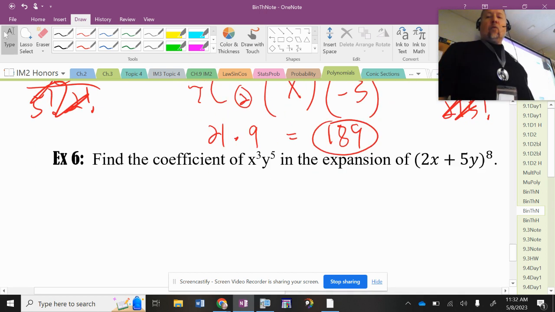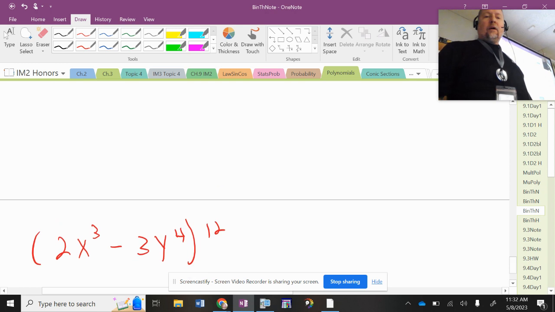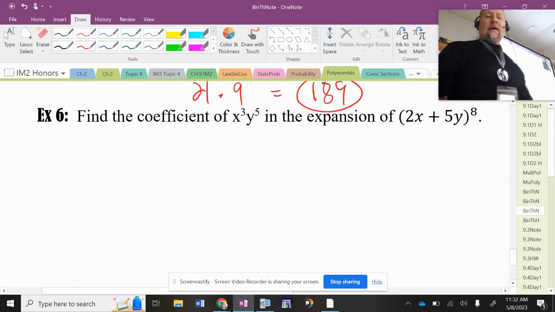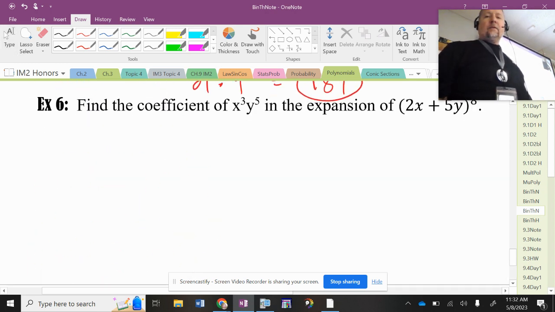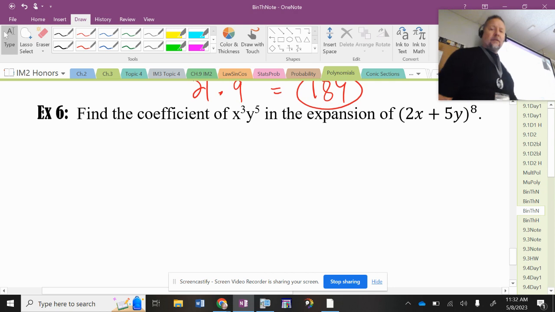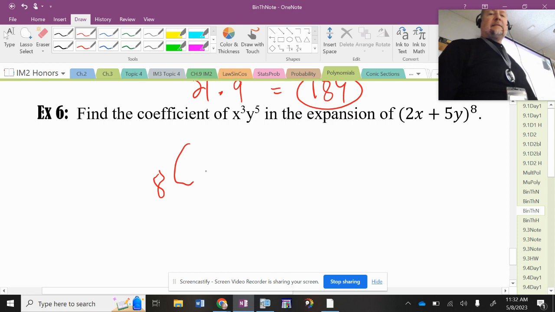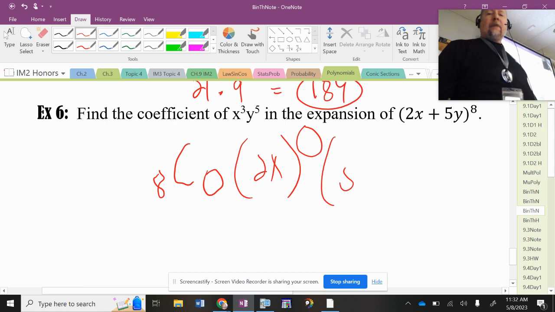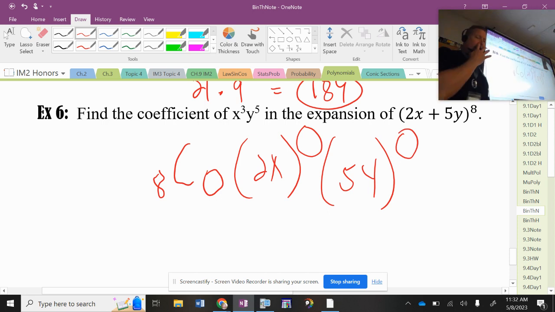And then I do have one added that has more teeth to it, a little bit more thought about exponents. Same thing. This is going to start with 8C something, and then it's 2x raised to the something, plus 5y. Good thing no negatives here. Raised to the something.